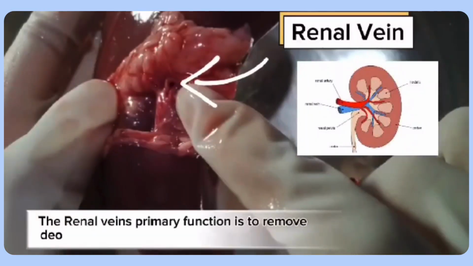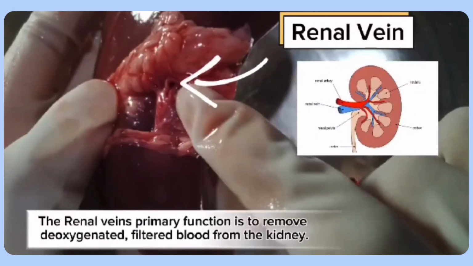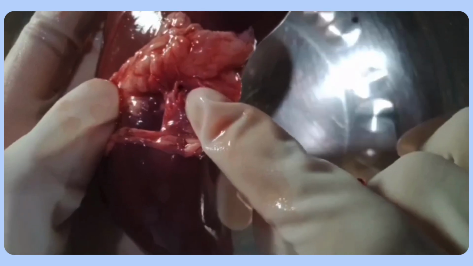The renal vein. Its primary function is to remove the deoxygenated, filtered blood from the kidney and return it to the circulatory system, ensuring the kidney continues to function optimally in maintaining the body's internal equilibrium.